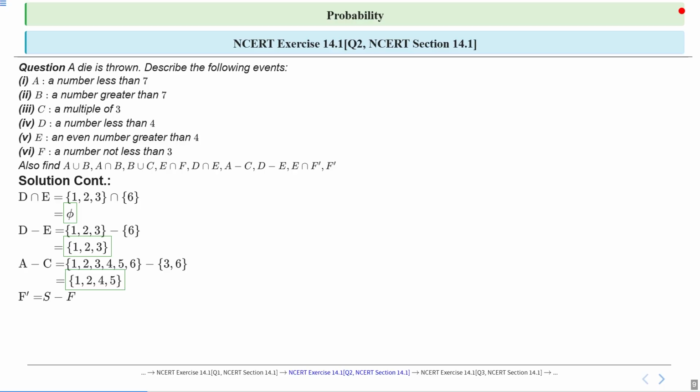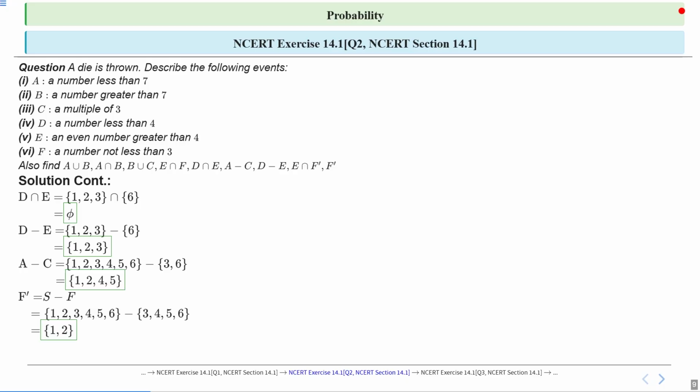And what is the complement of an event? The complement of an event is nothing but the difference of the sample space and F. So S difference F is nothing but the complement of F. Now F complement is nothing but the set {1, 2, 3, 4, 5, 6} difference the set {3, 4, 5, 6}. So this is equal to the set {1, 2}. So F complement is equal to the set {1, 2}.